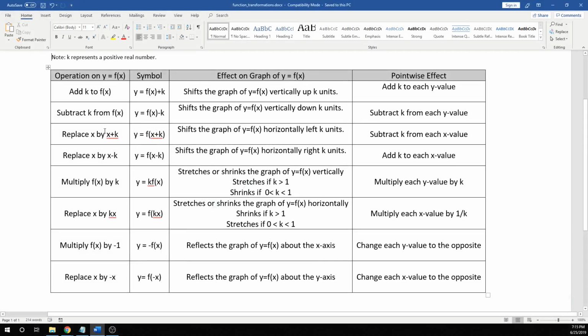This table here shows all the transformations that we have. We can add k or subtract k from f of x, replace x by x plus k or x minus k, multiply f of x by some number k, and replace x by kx, and multiply by minus 1 or replace x by minus x. So symbol wise, that's what these will look like. And so what we're going to do is figure out how we can combine these transformations to get that graph they asked us to graph. And then once we do that, we'll just apply these point-wise effects to drag those points around into the right place where we need them.